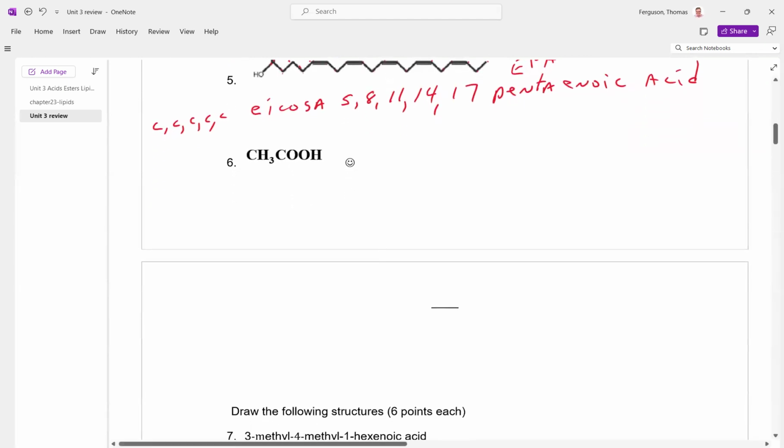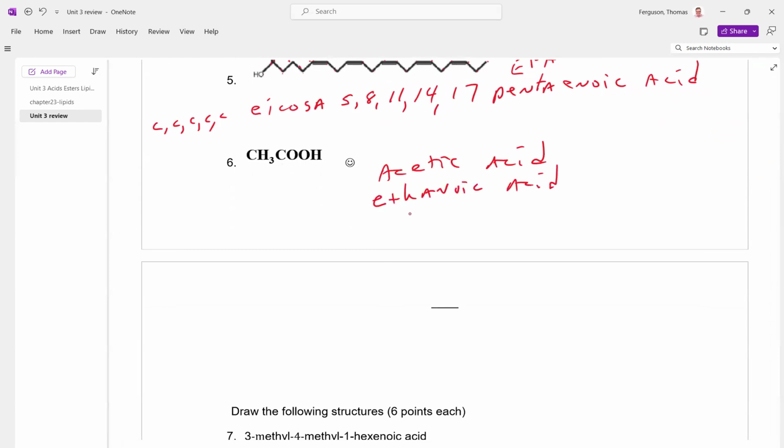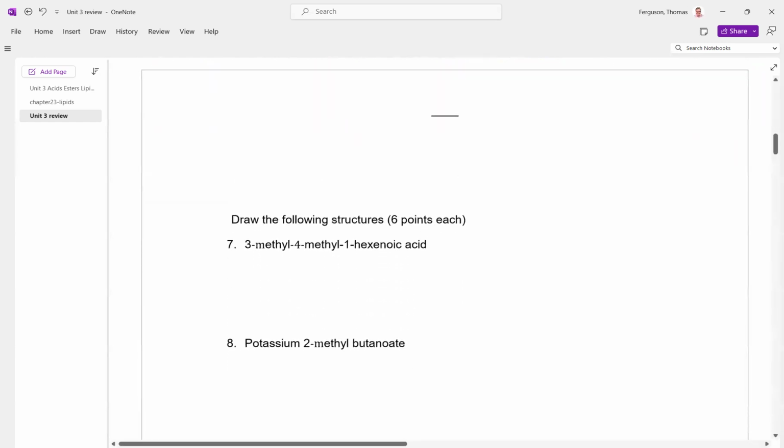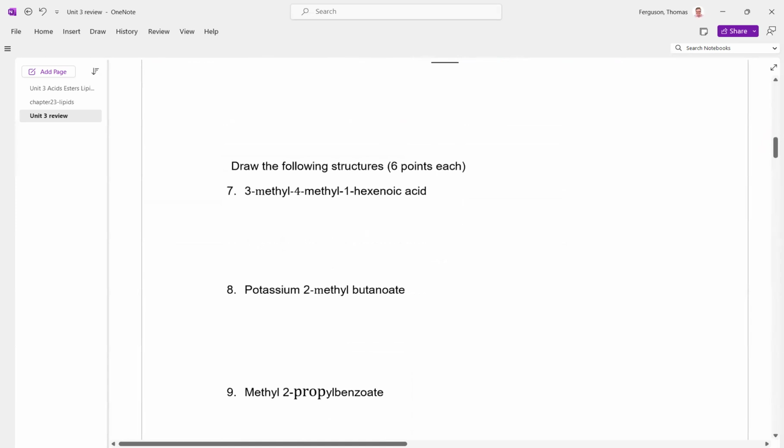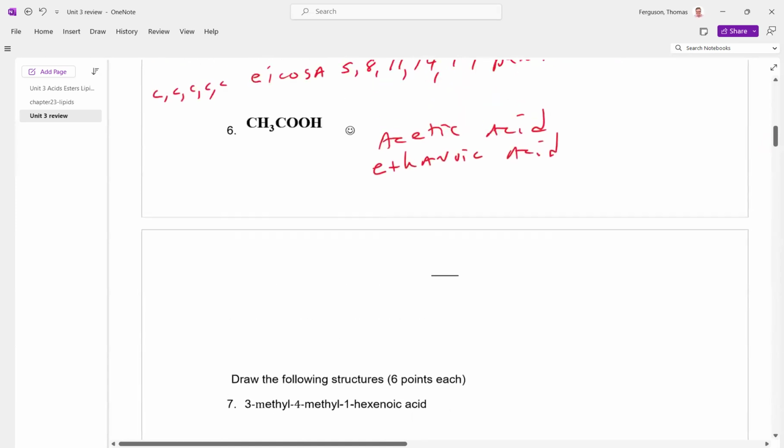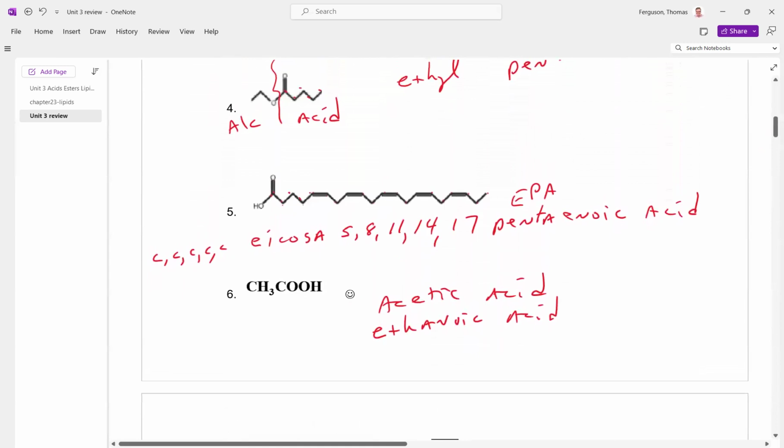And this is good old acetic acid. Okay. Any questions about number 5 up here?